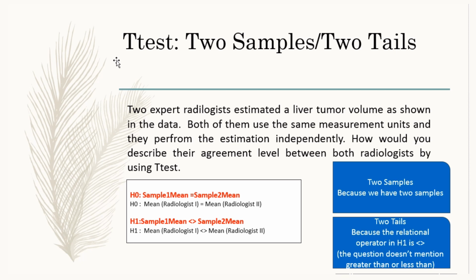Also, this example has two samples, radiologist A and radiologist B, and because the question does not mention either greater than or less than, so it is two tails. So H0 will be mean of radiologist 1 equals to mean of radiologist 2, and H1, the mean of radiologist 1, does not equal to the mean of radiologist 2.